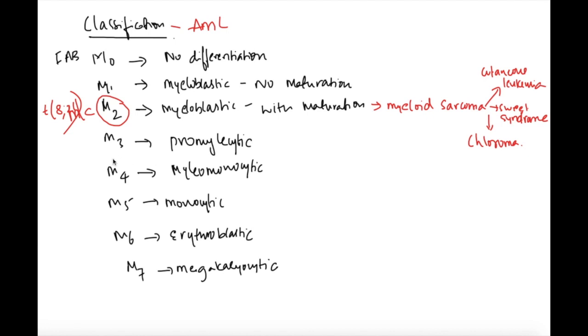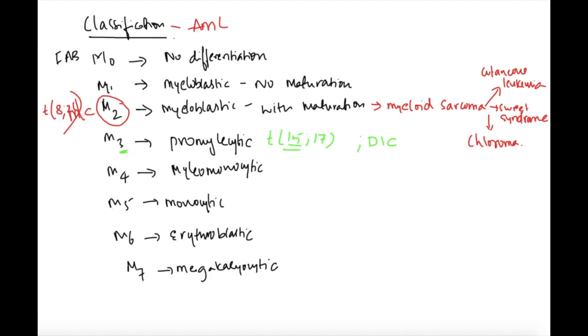Next, let's move on to the M3 type. M3 is associated with translocation 15;17. Again, how do you remember? 15 is a multiple of 3. So translocation 15;17, and it is associated with DIC. Again, 3 letters, DIC is associated with the M3 type of AML.